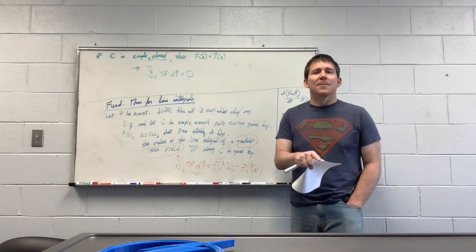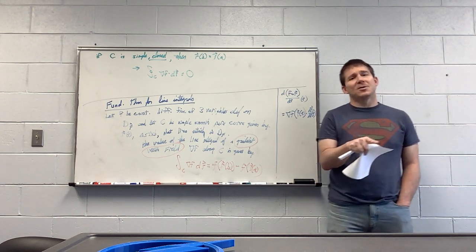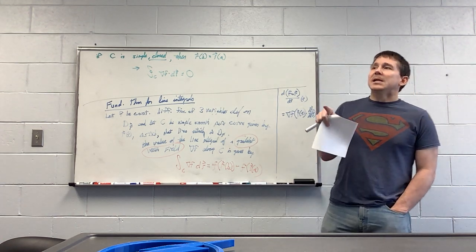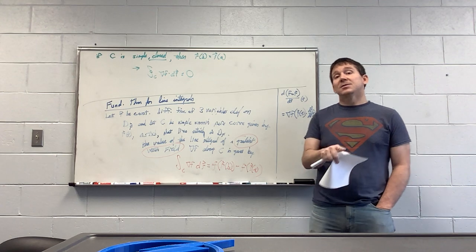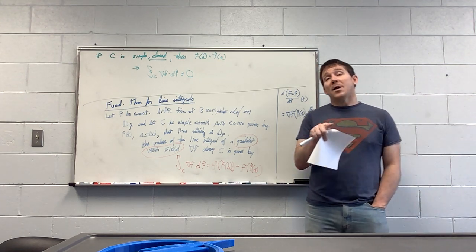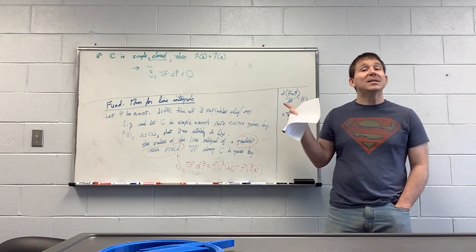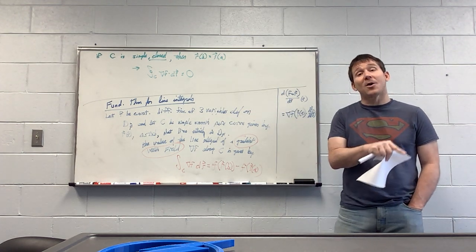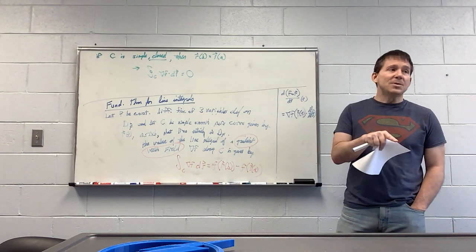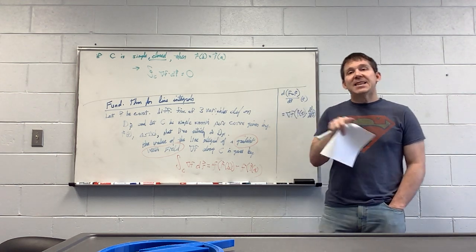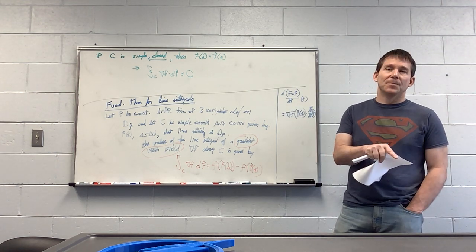So what's going on here? This is kind of what I was mentioning earlier. There are conservative vector fields, gradient vector fields, where if I take the line integral along a closed curve, I get 0 and it's automatic. And we will see why later on. But if I don't have a conservative vector field, then that is clearly not true.